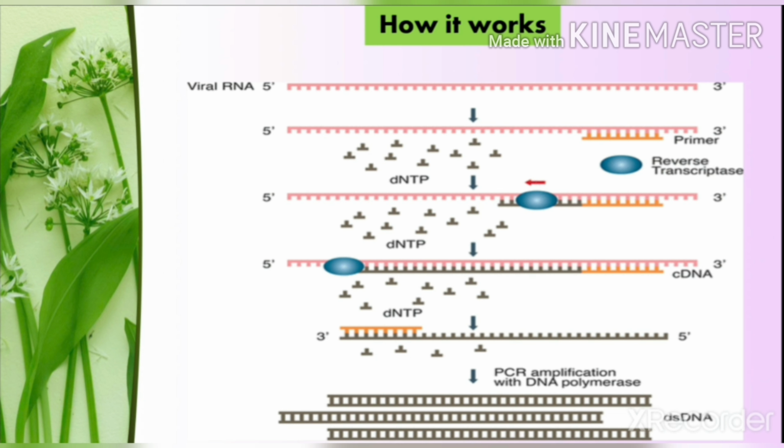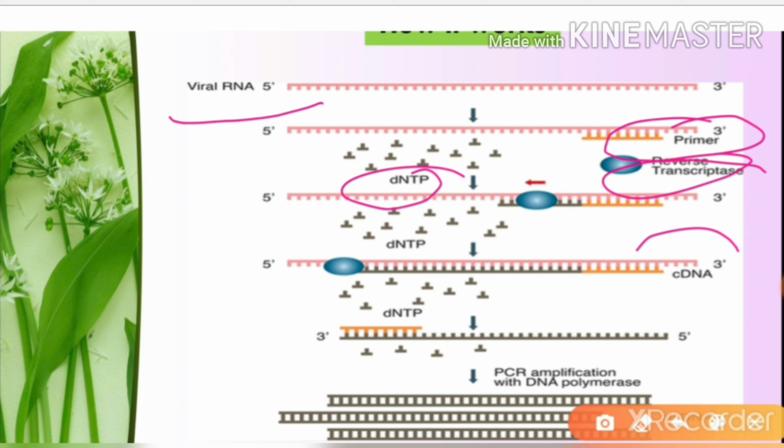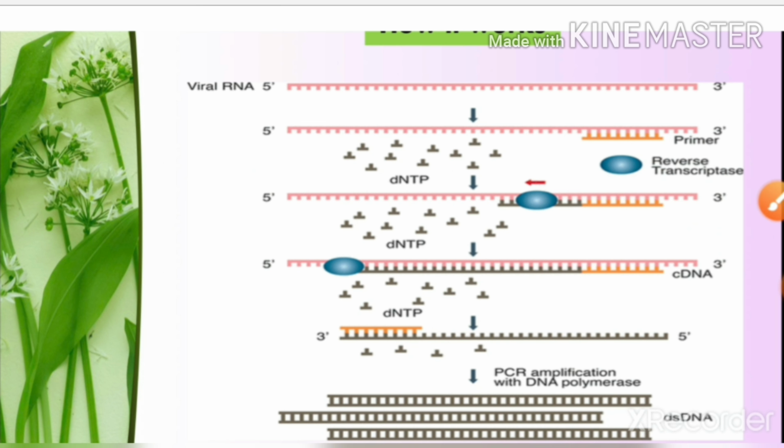Now let's see how it processes. Now see, this is the first one. This is the viral RNA, and when it comes in contact with the primer, reverse transcriptase and dNTPs, it is further processed into cDNA, and at the end there will be plenty of DNA molecules.